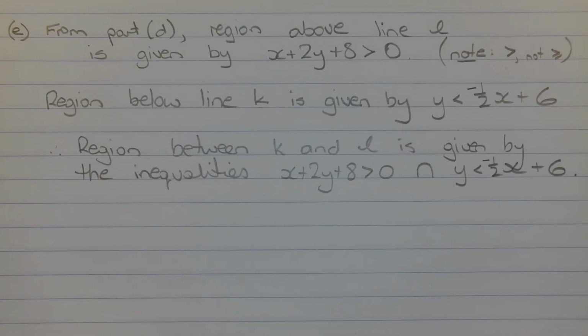line K either. Now the region below line K is given by the inequality y less than negative half x plus 6. Therefore, the region between K and L is given by the intersection of the inequalities x plus 2y plus 8 greater than 0 and y less than negative half x plus 6.